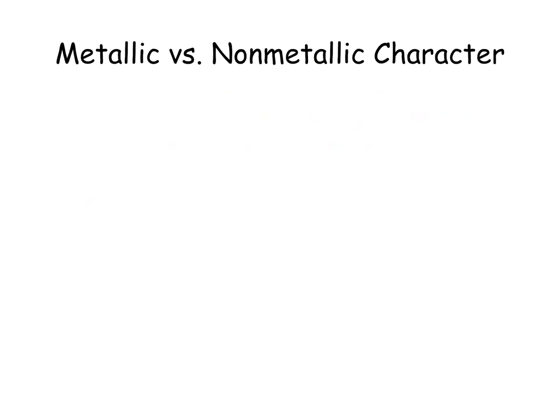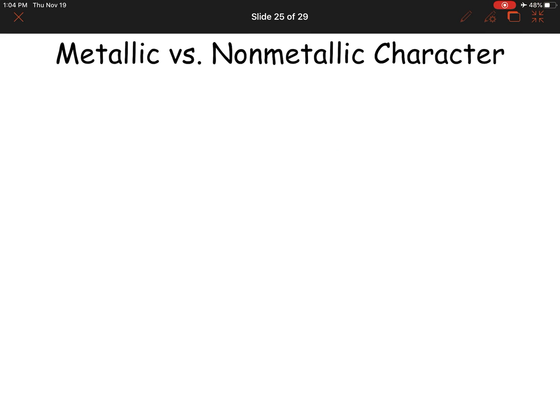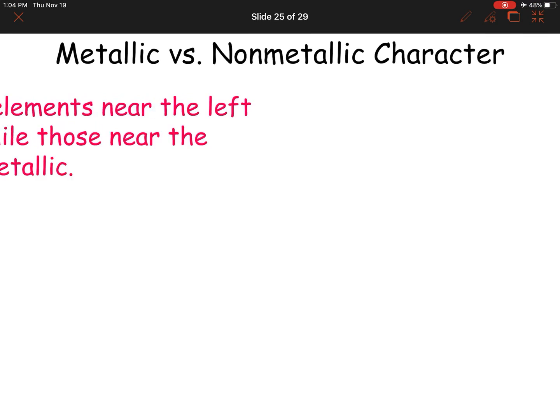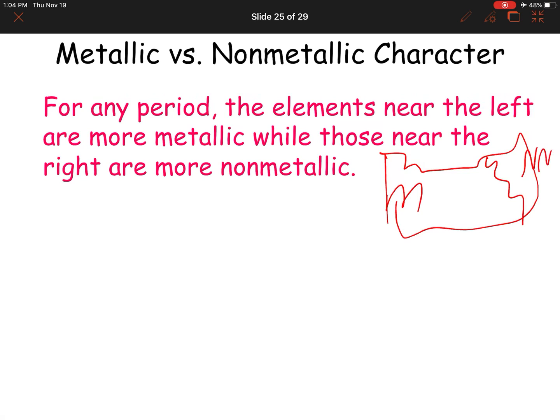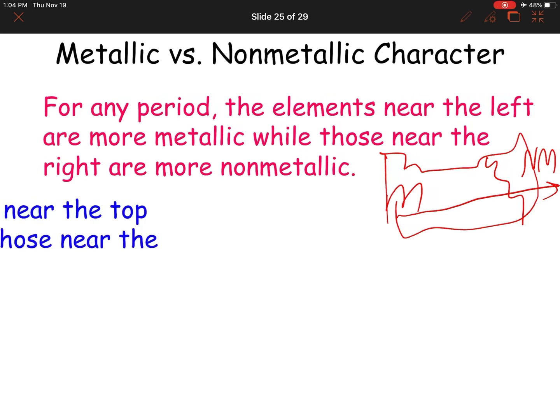Very briefly, metallic versus non-metallic character. You should know where those regions of the periodic table are, where the metals are, where the non-metals are. The elements near the left are more metallic, while those near the right are more non-metallic. On our periodic table, here's our zigzag. These are metals, these are non-metals. So if you travel this way, you're becoming less and less metallic.